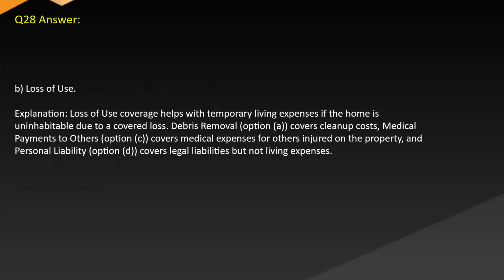Answer. B. Loss of use. Explanation. Loss of use coverage helps with temporary living expenses if the home is uninhabitable due to a covered loss. Debris removal, option A, covers cleanup costs. Medical payments to others, option C, covers medical expenses for others injured on the property. And personal liability, option D, covers legal liabilities but not living expenses.